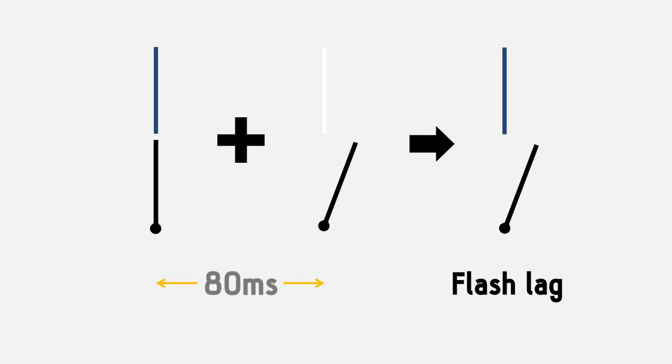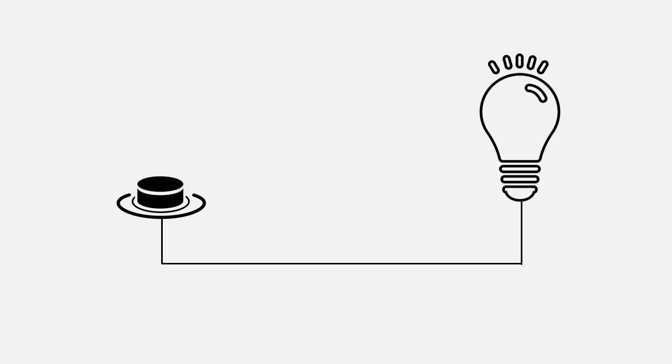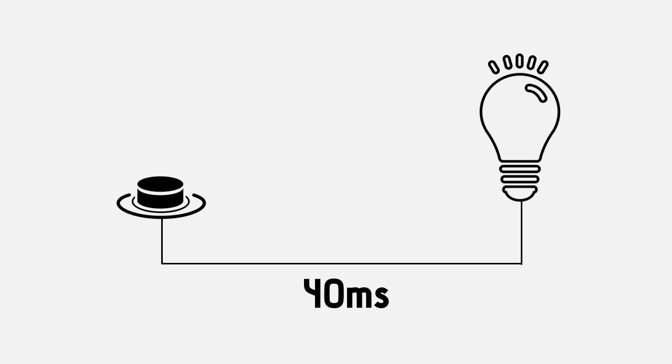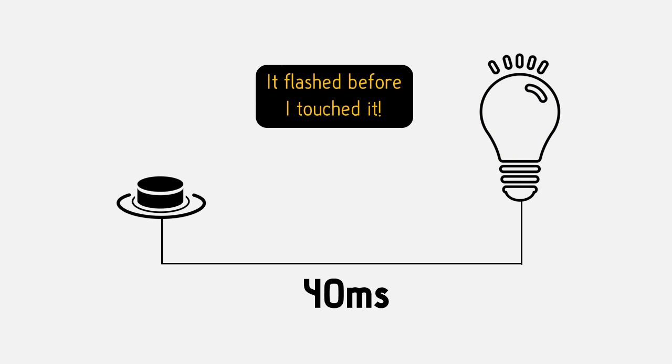Now, this 80 millisecond time lag can be exploited to produce other strange phenomena. In one experiment, researchers had participants press a button that would cause a light bulb to flash. When they reduced the delay between pressing the button and flashing the lights to 80 milliseconds, participants would say the light bulb flashes instantaneously. But when you reduce it even more to about 40 milliseconds, participants would say that the light bulb flashed before they even pressed the button. Once again, we see that our vision can't fully be trusted.